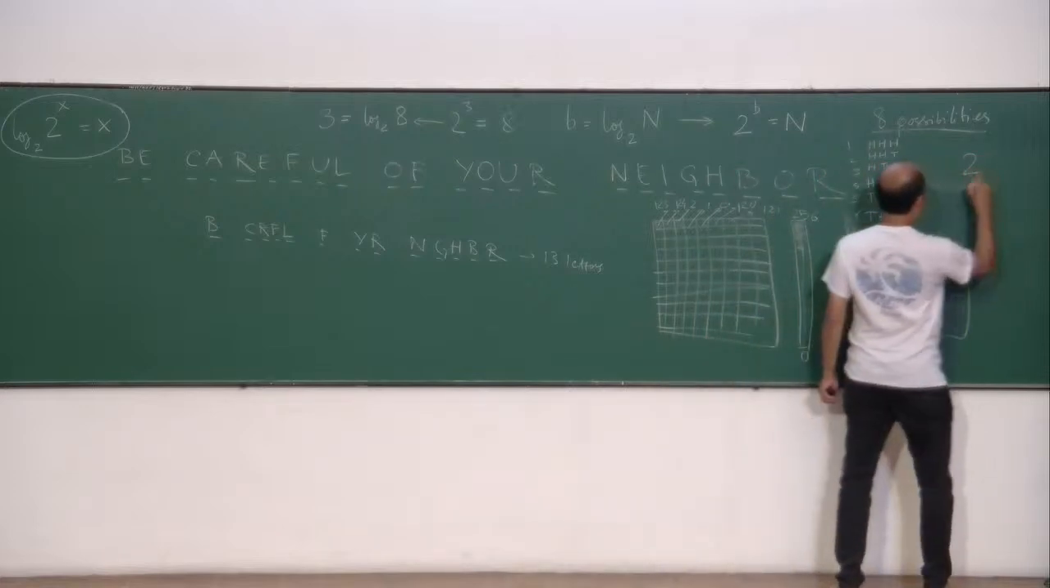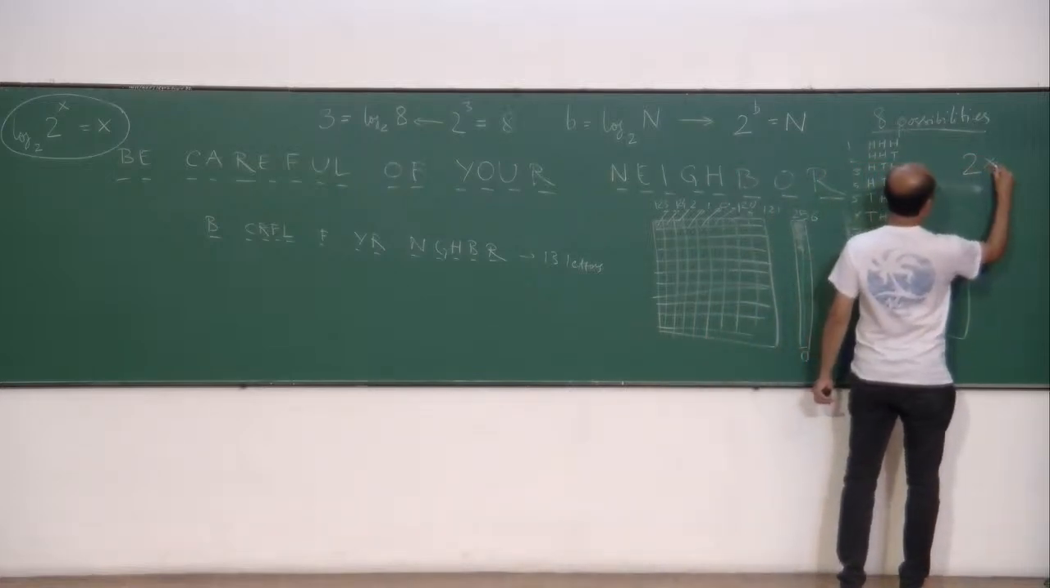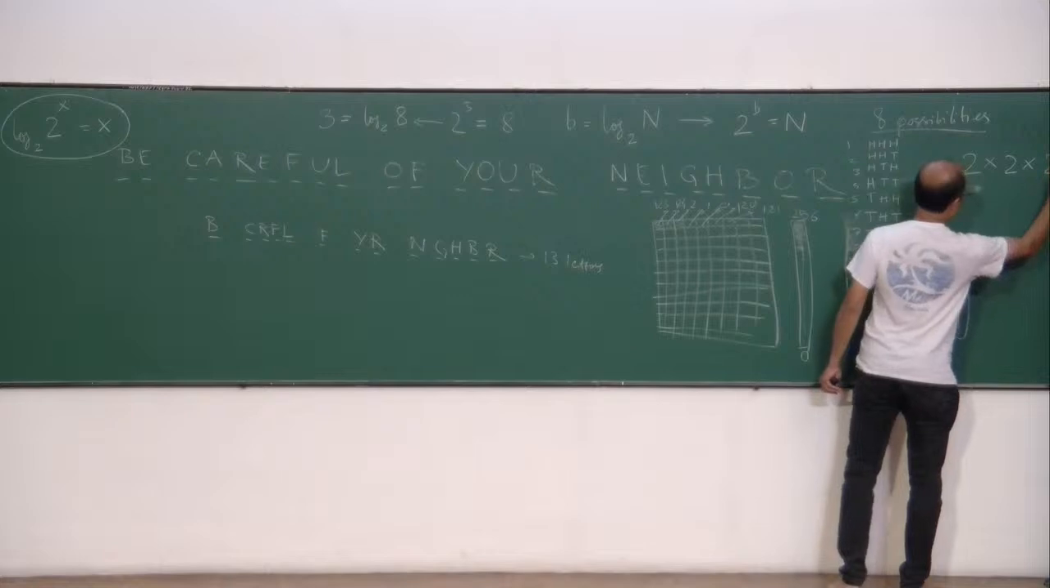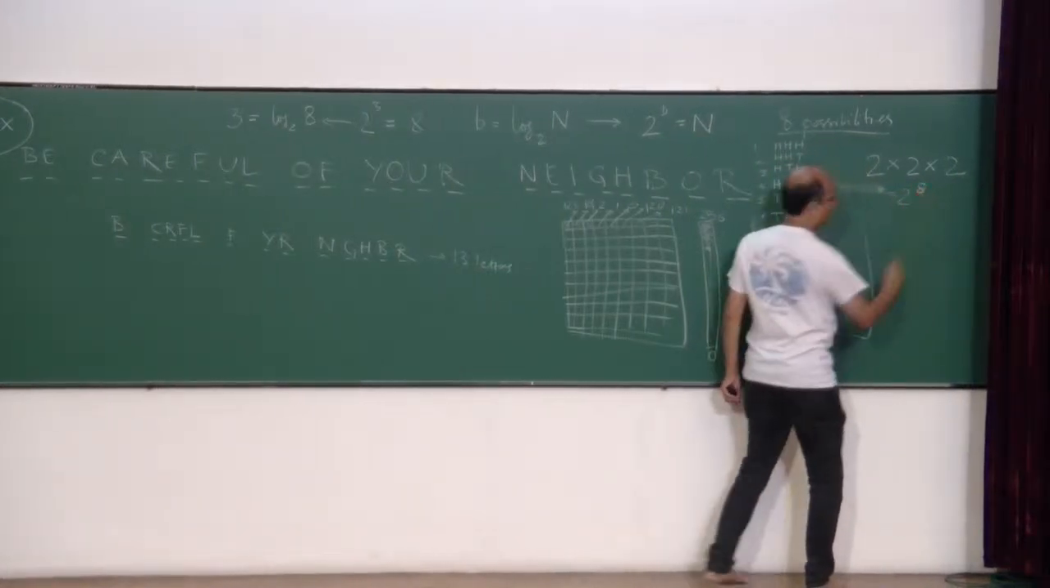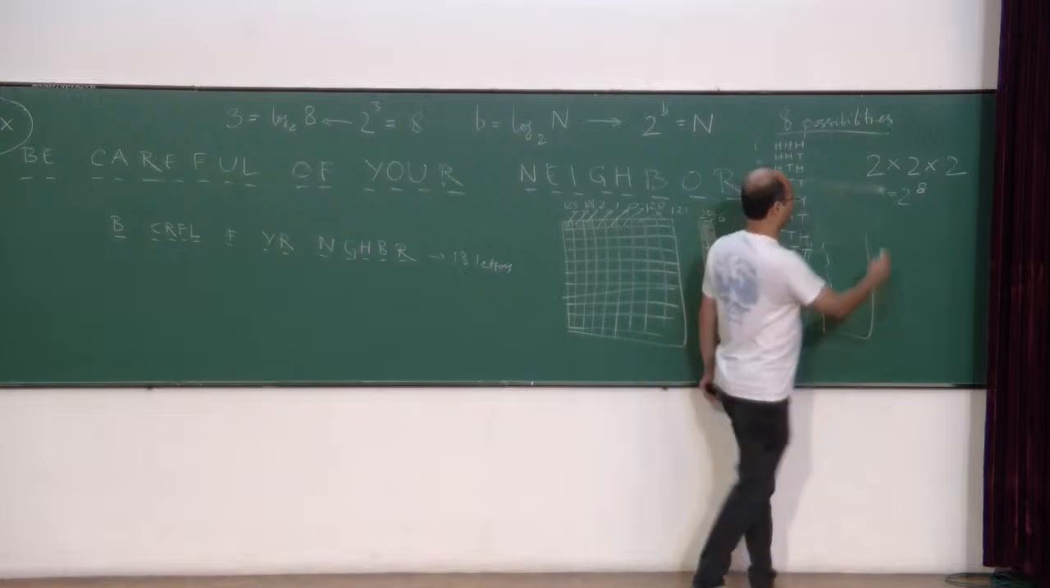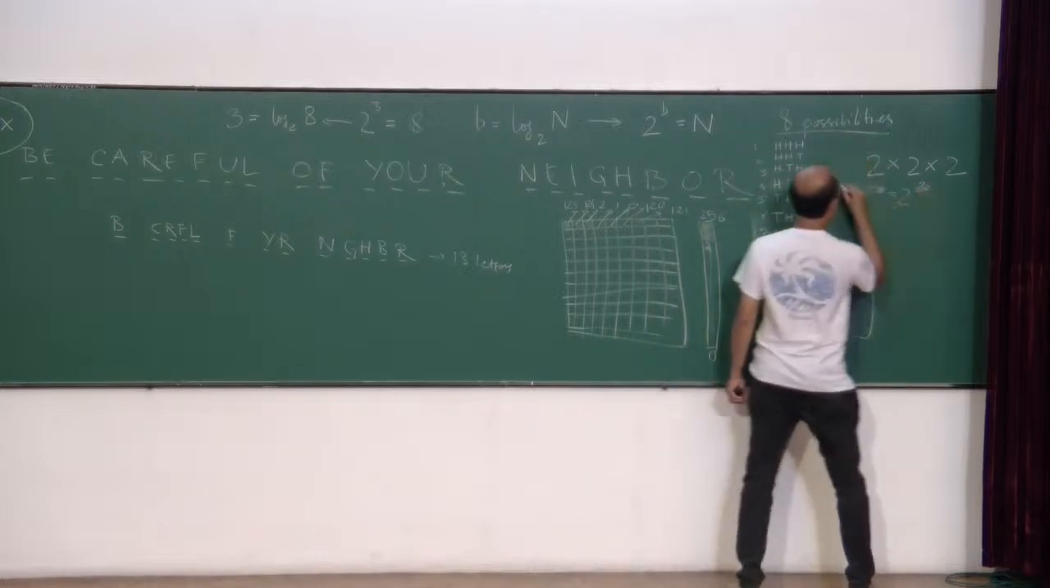So you can also think of this as each coin toss having 2 possibilities, head and tail, head and tail, head and tail. So there are a total of 2 to the power 3 possibilities.